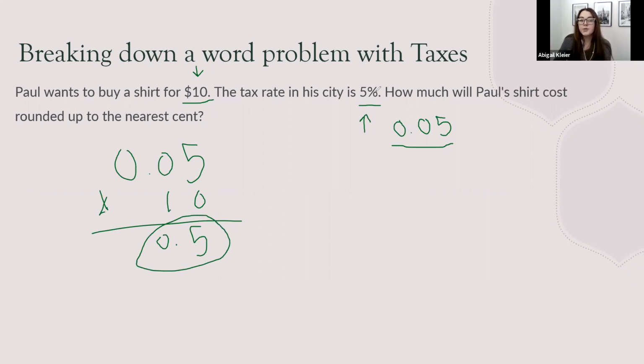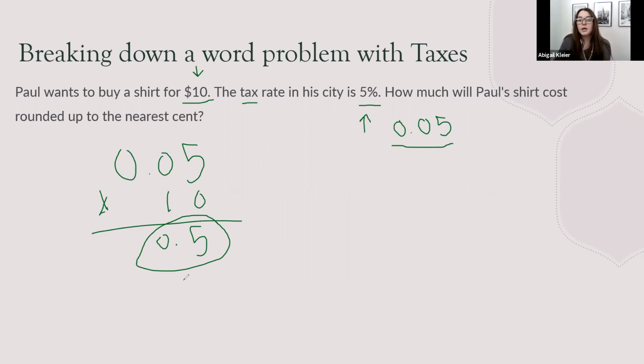Since we multiplied the rate times the amount of the shirt, this number right here signifies the amount of tax that needs to be paid on a $10 shirt. So again, when the tax rate is 5% and the shirt is $10, the amount of tax is going to be 50 cents because 0.05 times 10 is 0.5, which relates to 50 cents.